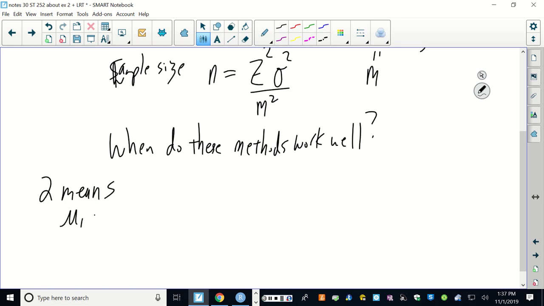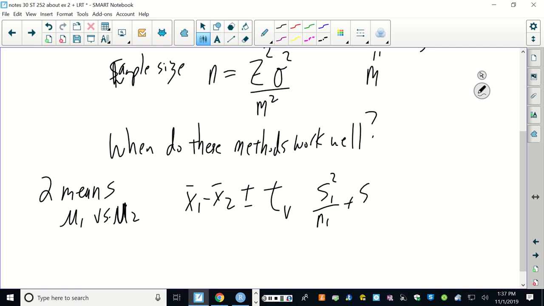So mu1 versus mu2 for our independent samples. Then we'll give x bar 1 minus x bar 2 plus or minus some t value, which has some degrees of freedom, times the square root of S1 squared over n1 plus S2 squared over n2.